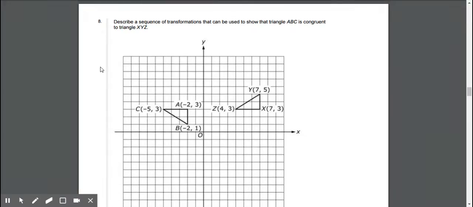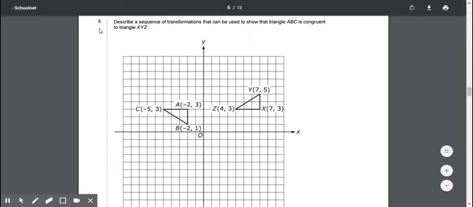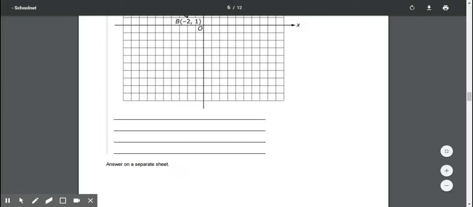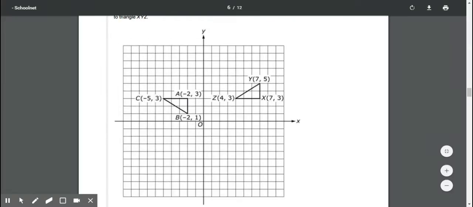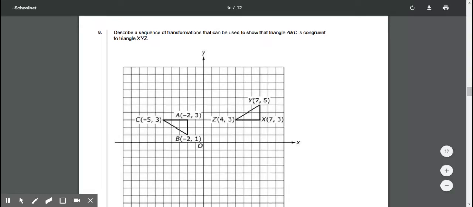Question 8. Describe a sequence of transformations that can be used to show that triangle ABC is congruent to triangle XYZ. Answer on a separate sheet. How can you prove that the two triangles are congruent?